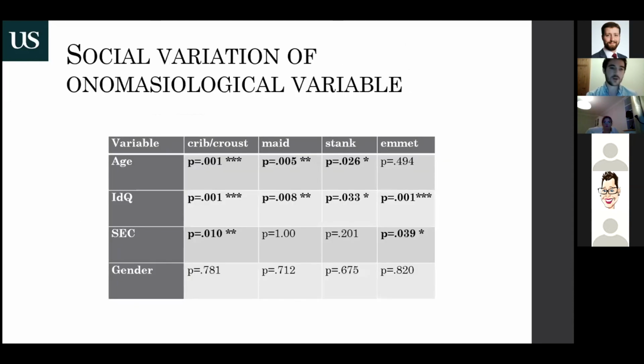And then moving on to social variation of the onomasiological variables. So as I said at the beginning, we're looking at 4. 3 of these 4 exhibit an age effect, with older speakers being more likely to use these words than younger speakers. And all of these investigated words exhibit an effect with identity questionnaire score.